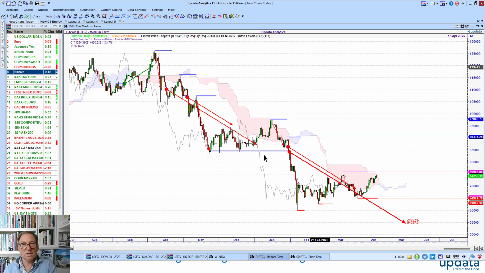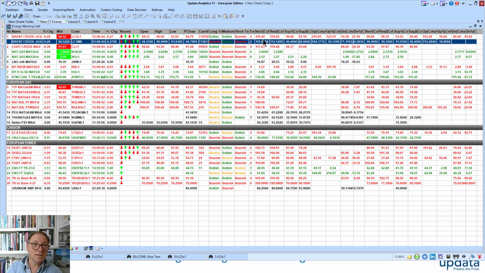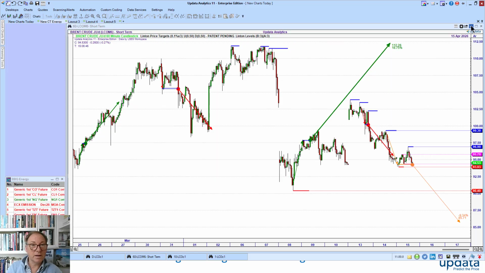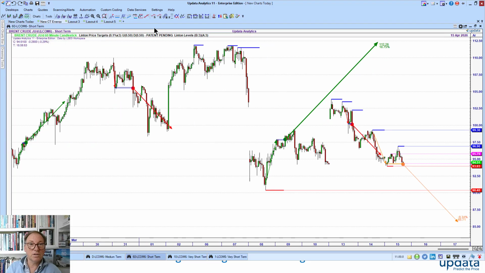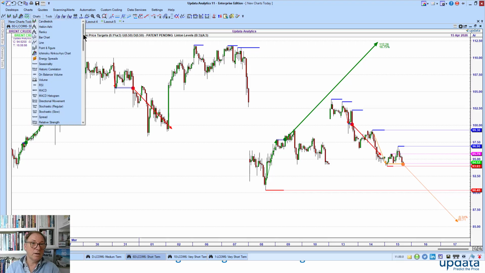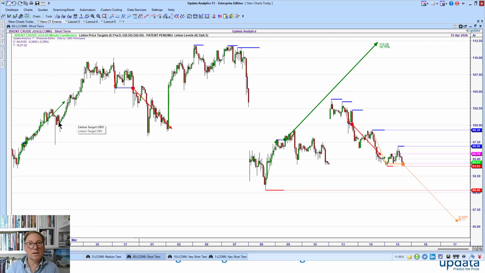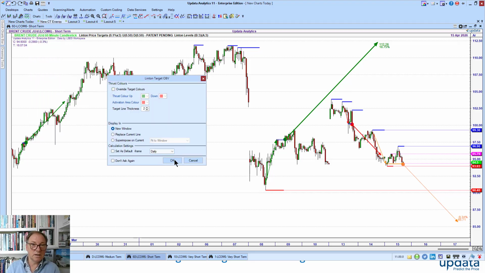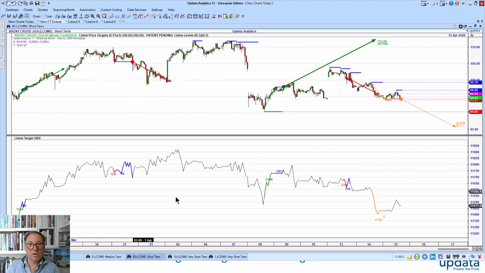So that's just a new feature within Updata, and the way to get to that, if I go back to Brent crude, this is the actual contract. I can actually go and put the target OBV on, and it will be a chart type. And where is it? Here it is, right at the bottom of that list. And it's going to see the volume.